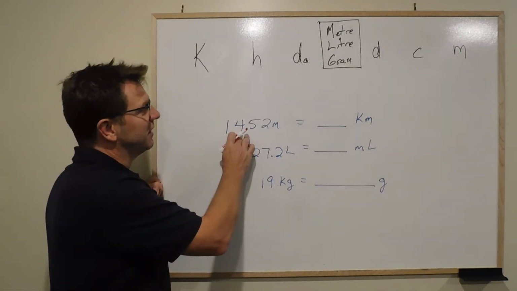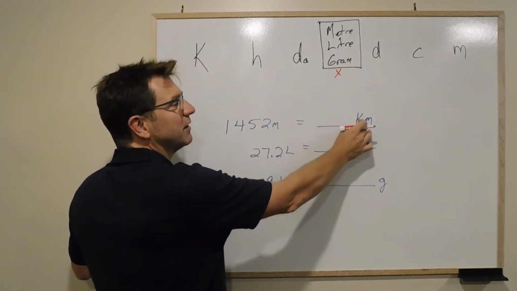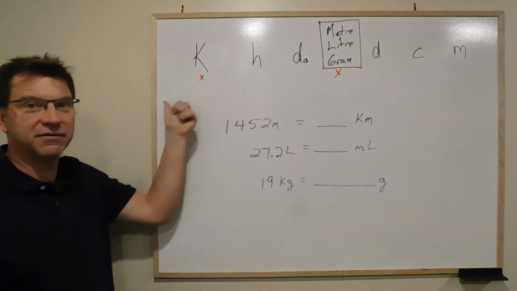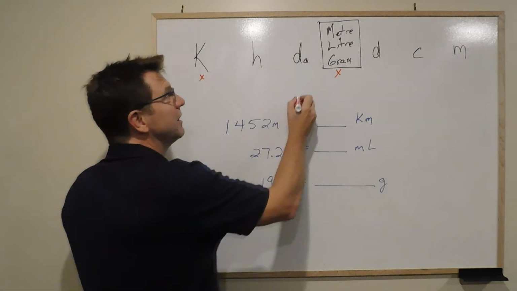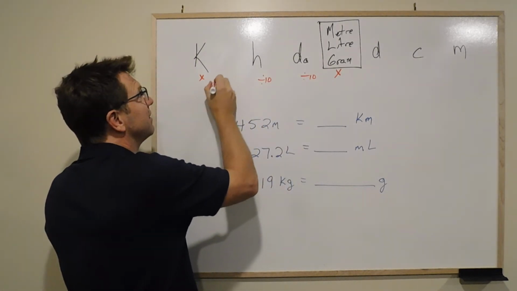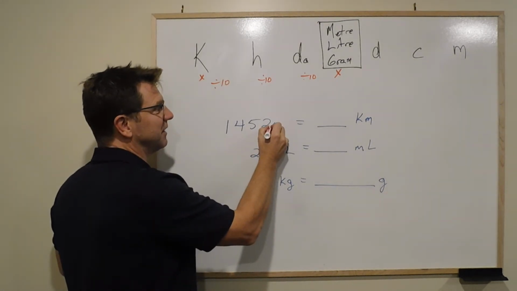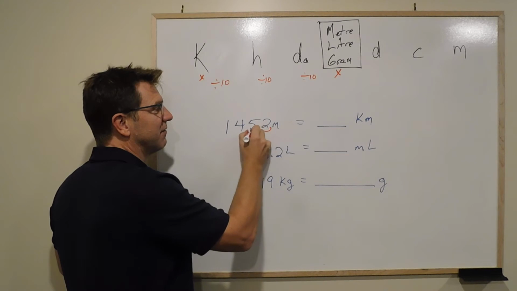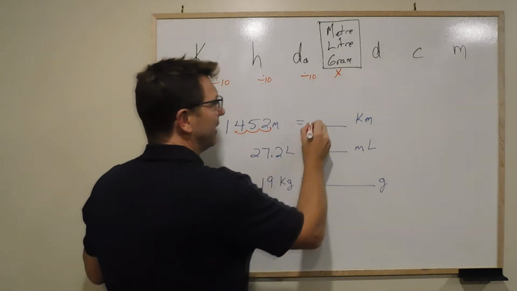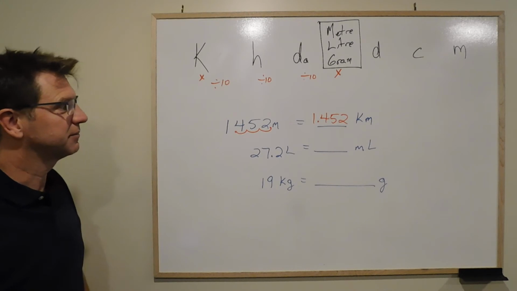So if I have 1,452 meters, so I'm at meters, and I want to turn it into kilometers. Because I'm going to the left, to the larger units, I have to divide by 10, divide by 10, and divide by 10. And what that really means is, my decimal place was here, I have to divide by 10, divide by 10, divide by 10. It moves it 3 decimal places. I get 1.452 kilometers.